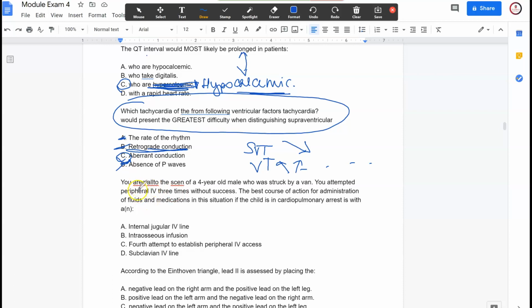All right, this is also. You were called to the scene of a 4-year-old male struck by a van. You attempt peripheral IV 3 times without success. You are mean. Kid got hit by a van already. Why are you going to hit him with an IV 3 times? Best course of action for administration of fluids and medications in this situation if the child is in cardiopulmonary arrest is what? For a child, it's always an IO. You're not going to futz around trying to get an IV in these little teeny tiny veins. It's just wasting time.